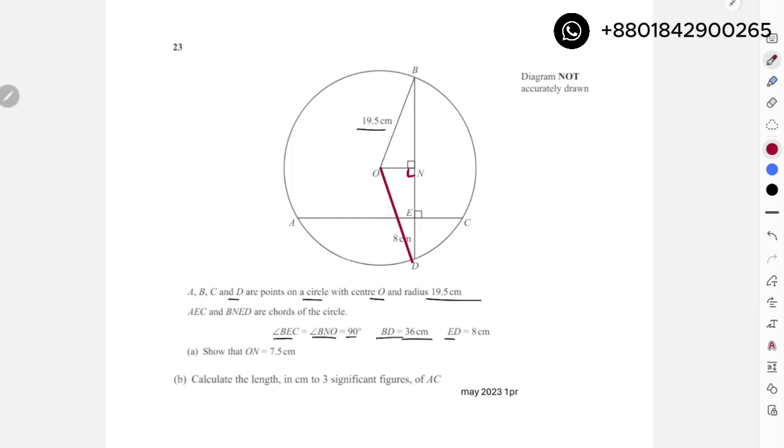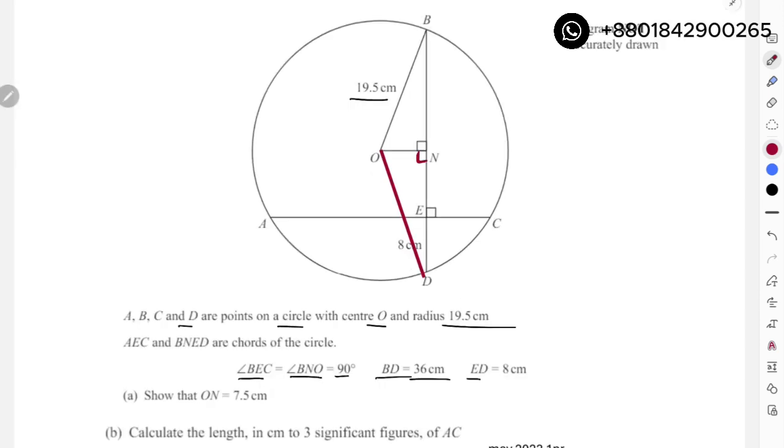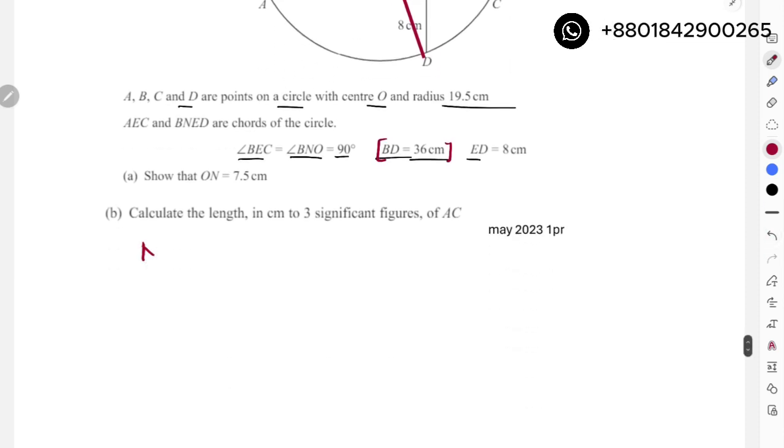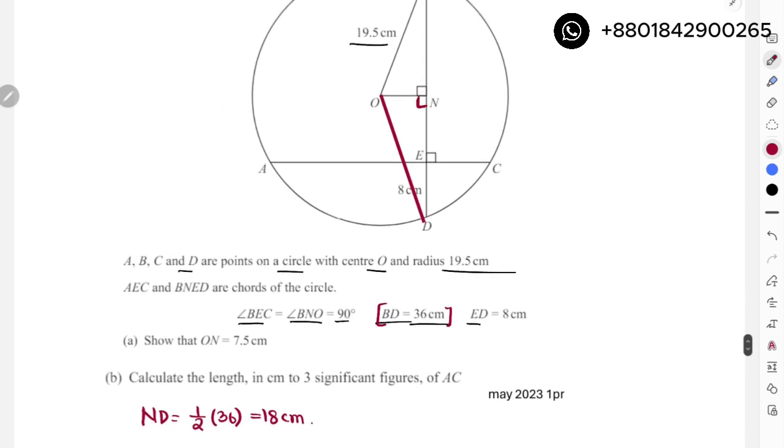If this is 8, 19.5, okay, yes. One thing over here they have given you that BD is 36, right? So if the total length over here is 36, half of that will be ND, that is going to be 18. So you're going to use that formula that ND is going to be half of that 36, that is 18 centimeters. If your ND is 18 centimeters, now you have a right angle triangle clearly, right? OND, and you just have to find out ON.